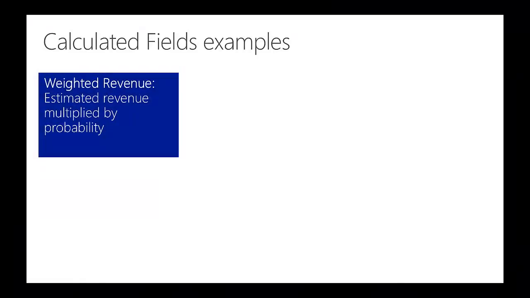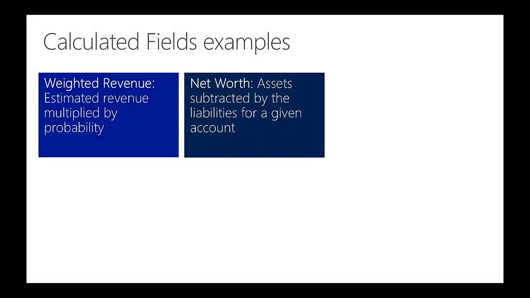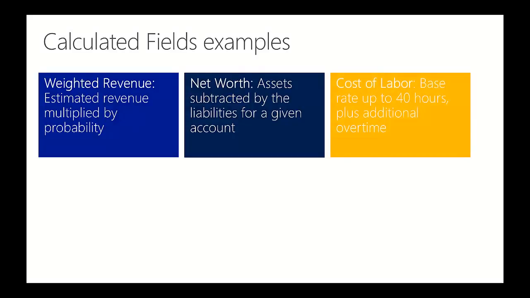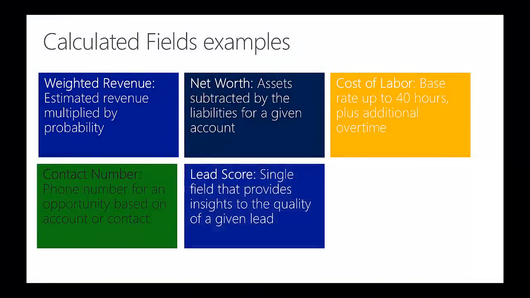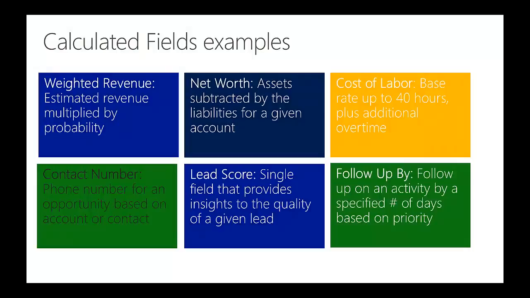Weighted revenue is the estimated revenue multiplied by probability. You have the net worth, assets subtracted by the liabilities for a given account. The cost of labor, so for example the base rate up to 40 hours plus additional overtime. The contact number, the phone number for an opportunity based on a contact or an account. The lead score, a single field that provides insights into the quality of a given lead. And finally, the follow-up by.